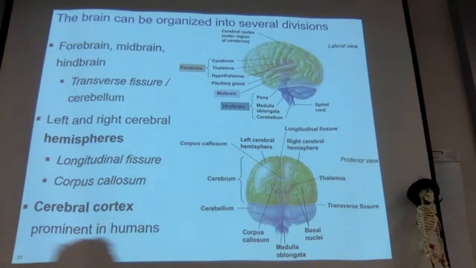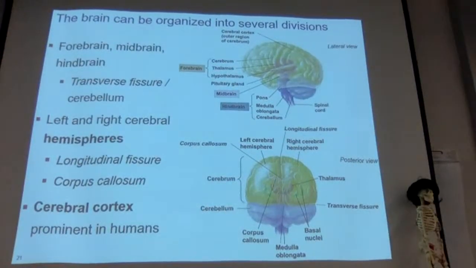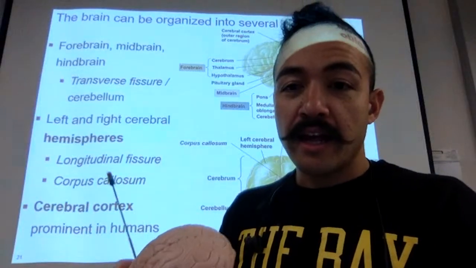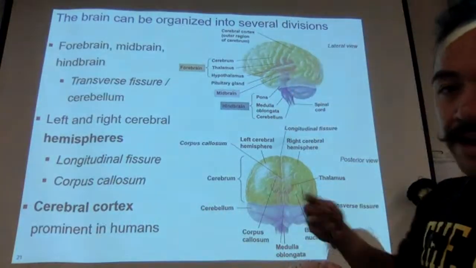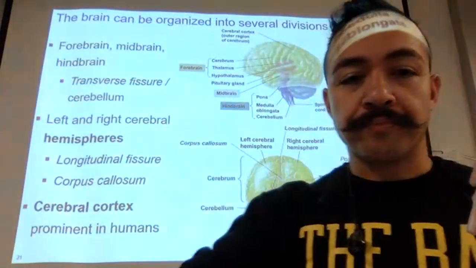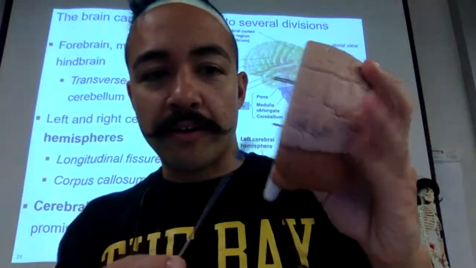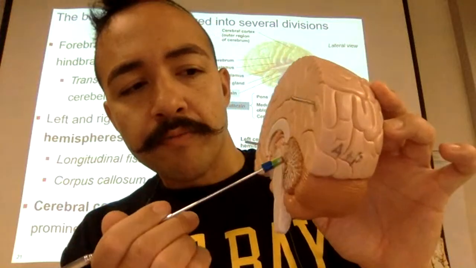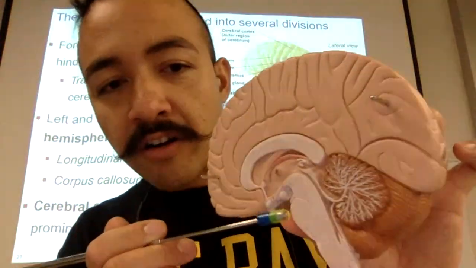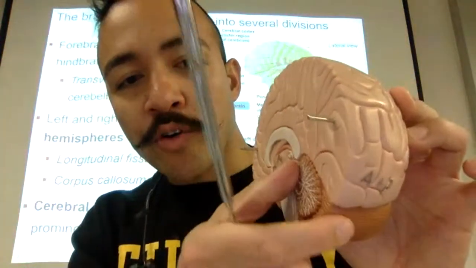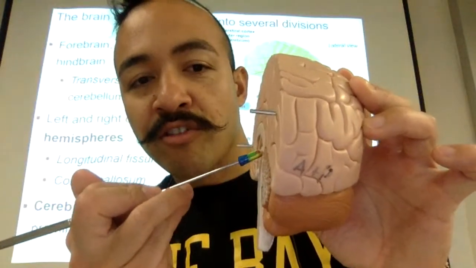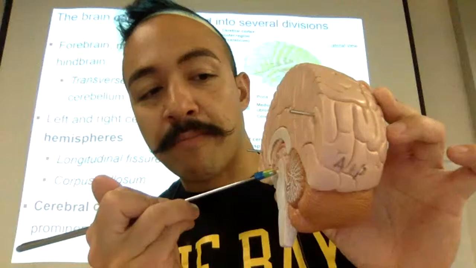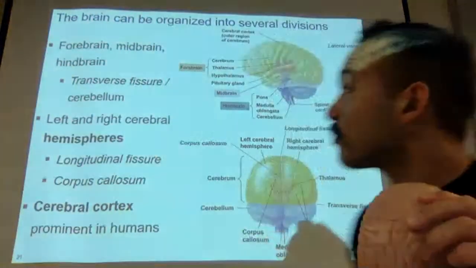All right, I'll make do with what I have. To see the difference between midbrain and the rest, if you're looking from a posterior view, if you remove the cerebellum, you can see these two bumps back here. See these two bumps? If I were to remove the cerebellum, you could see those two bumps. So remove the cerebellum, you can see the midbrain from the posterior view.